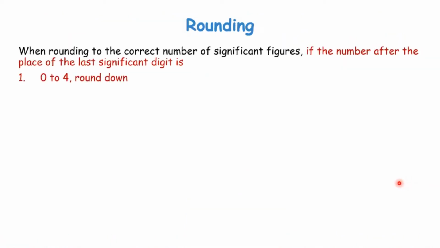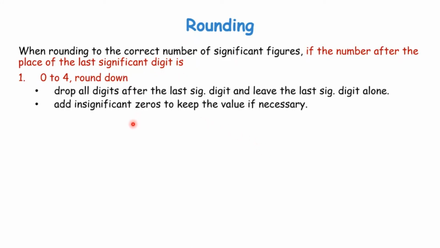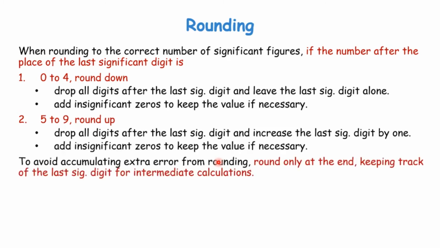So rounding, that's what you already learned long before you enter college. So I will just put them here. You know, of course, if you have a 0 to 4, you just round down, 5 to 9, round up, and so on and so forth.